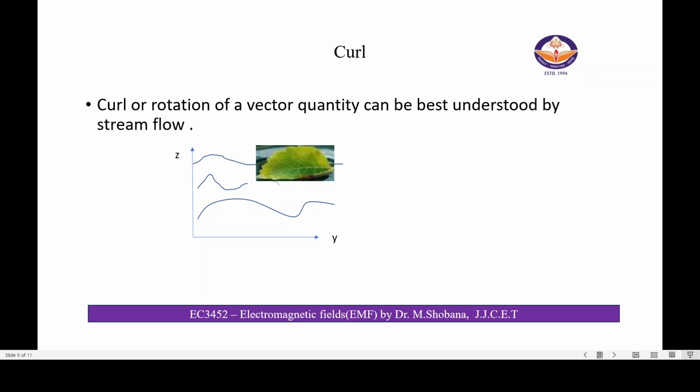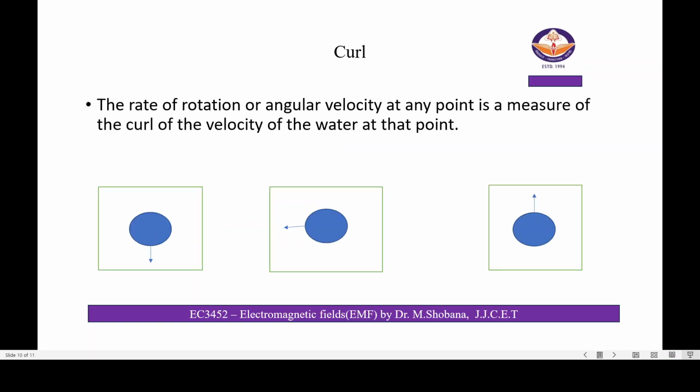Coming to the curl, or rotation, of a vector quantity, it can be best understood by stream flow. What is actually a curl? The rate of rotation, or angular velocity, at any point is a measure of the curl of the velocity of the water at that point. In this case, where the rotation is about the z-axis, the curl of V is in the z direction, and it can be represented by del cross V along the z direction.